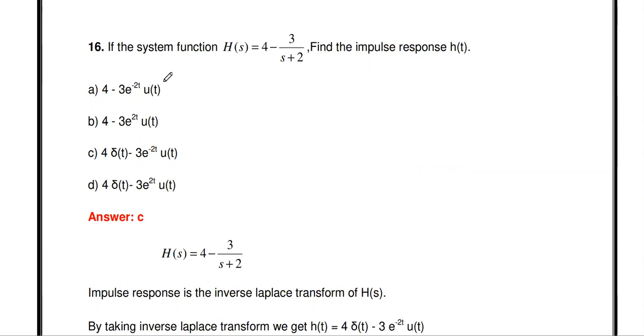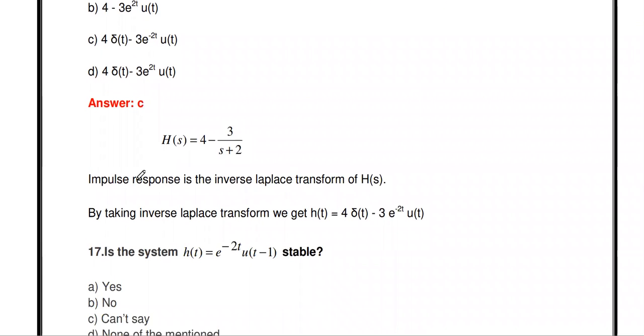And here H of s is given, and we have to find the impulse response. The system function H of s equal to 4 minus 3 divided by s plus 2. Find the impulse response h of t. In order to obtain the time domain impulse response from the Laplace transformed domain, you just take the inverse Laplace transform.